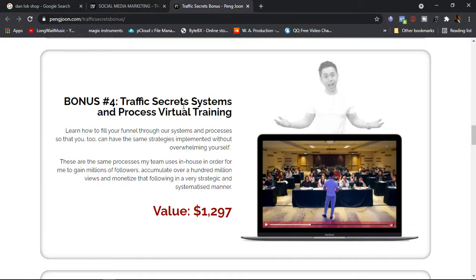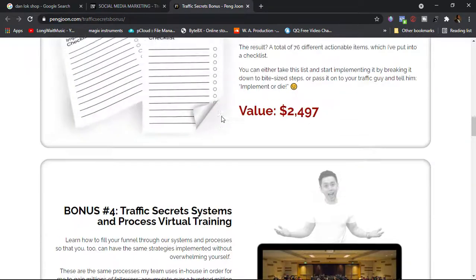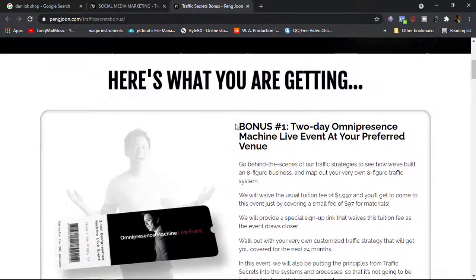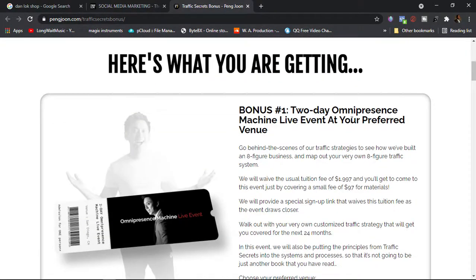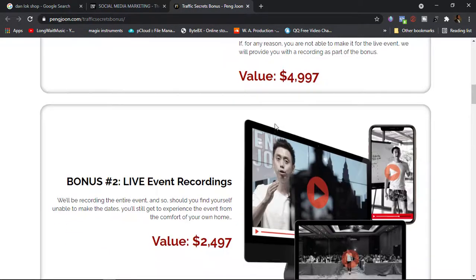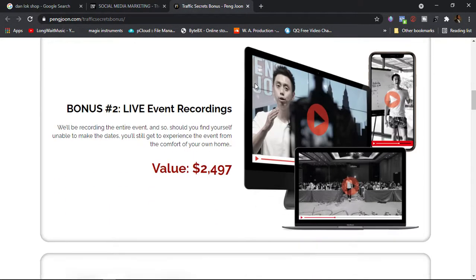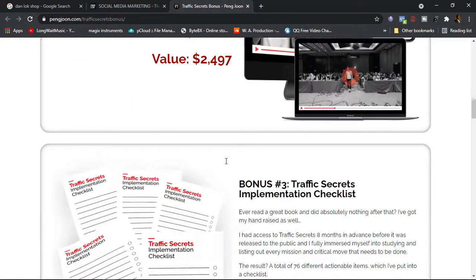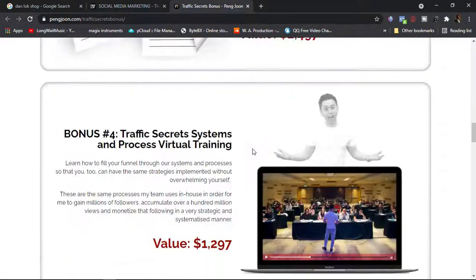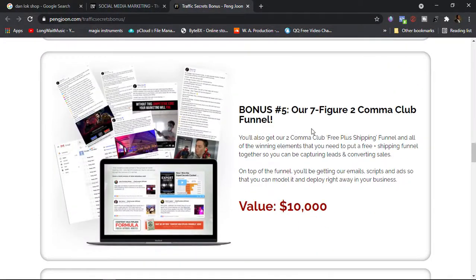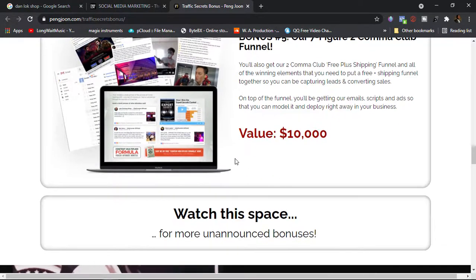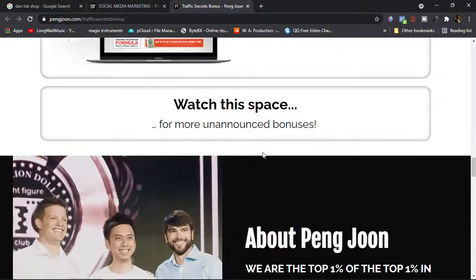Then bonus four, Traffic Secrets systems and process virtual training. Look at the price. Look at the price. You see, he didn't just mention the bonus, he also mentioned the value, the price, the same thing in this case. He mentioned the value by the time you add everything together. But then our seven-figure 2 Comma Club, he has actually won the 2 Comma Club. So the funnel they used, he's giving that away.